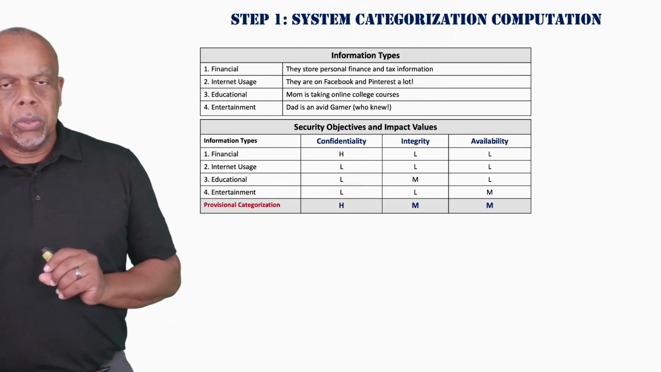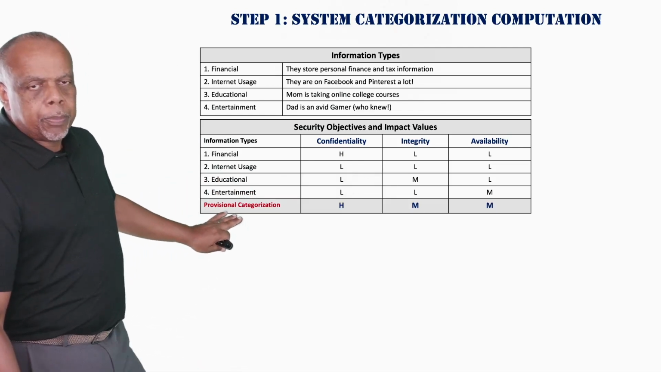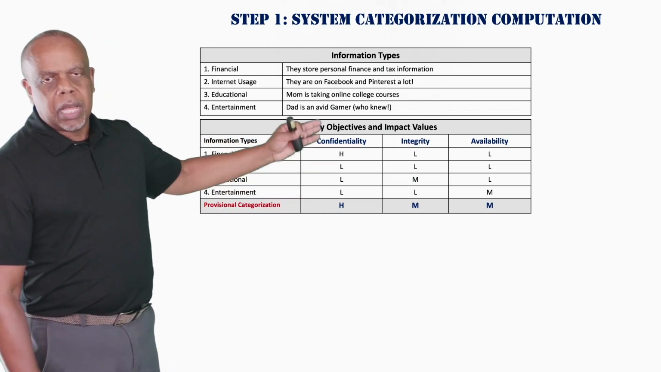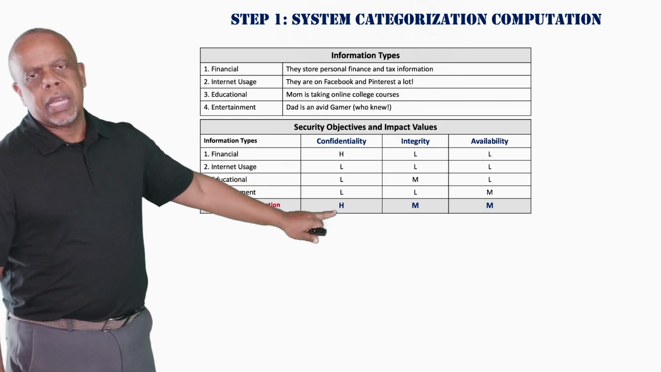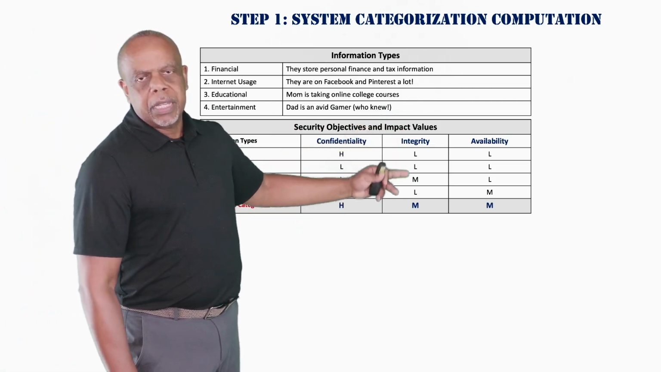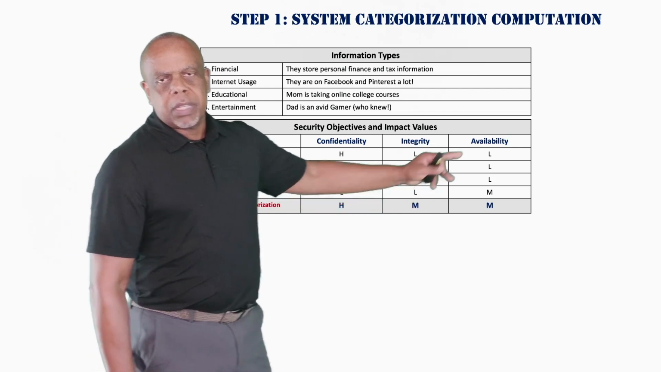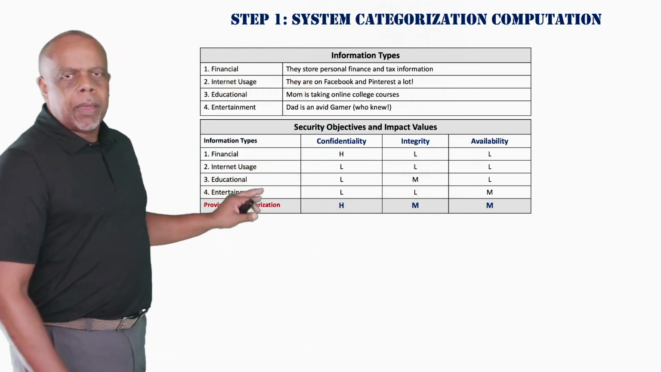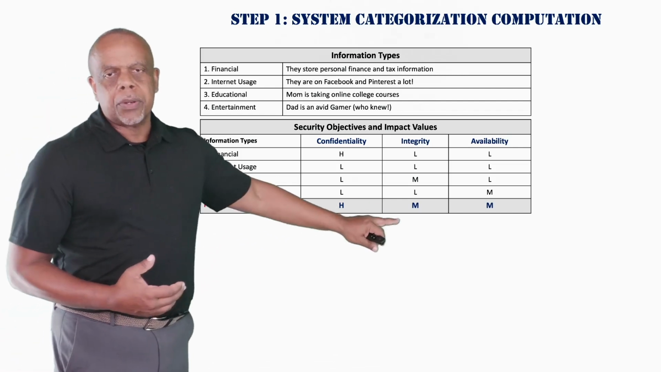So now what I'm going to do is look at each of these columns, and I can come up with a provisional categorization. If I look at the highest in this column, confidentiality, which is high, so overall confidentiality needs to be high. If I look at integrity, the highest one is a moderate, so same thing. And if I look at availability, the highest is moderate. So I will categorize the information system as a high, moderate, moderate.